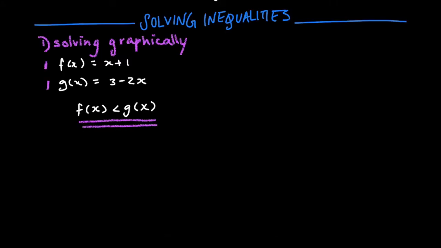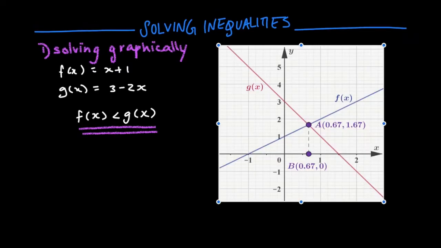So first what we need to do is graph both the functions on the same set of axes, and we can do this with our graphing calculator. So when we graph it, the graph will look something like this. So we can see that the point of intersection is at 2 by 3 and 5 by 3, which is 0.67 and 1.67 in decimal form. So that's our point of intersection.